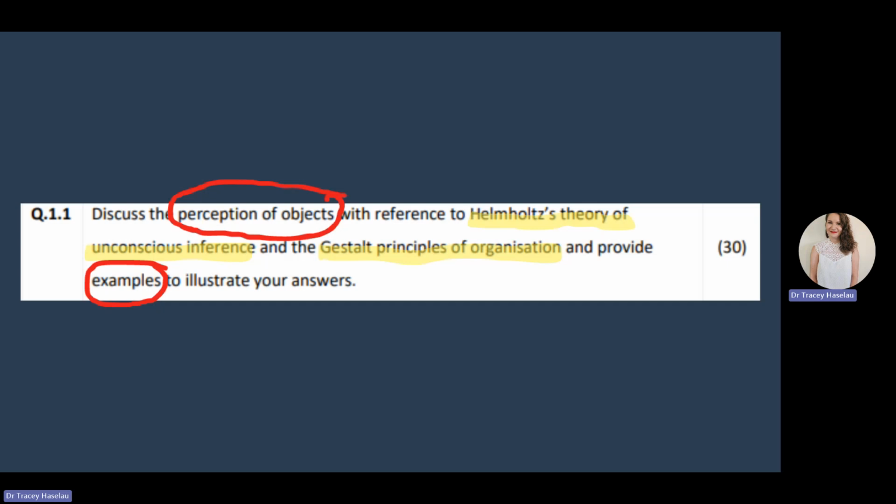But I want you to learn the skill of unpacking these questions, because a lot of the time, that is the reason students fail. It's not because you didn't know Helmholtz's theory of unconscious inference or guessed.